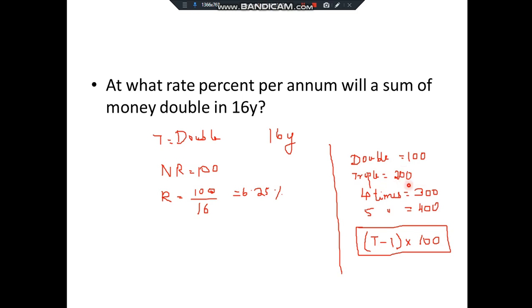If it is 4 times, your NR will be 300. Minus 1 into 100. Remember that I have given it on the right-hand side. In the formula, it is T minus 1 into 100. Remember.